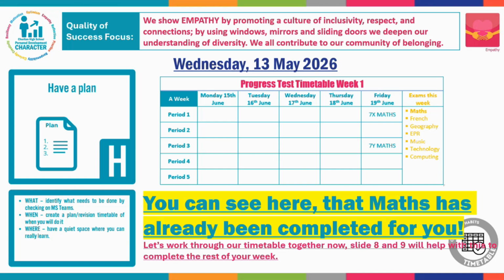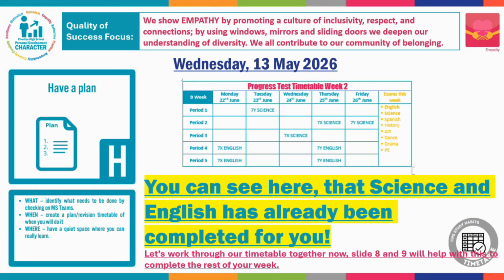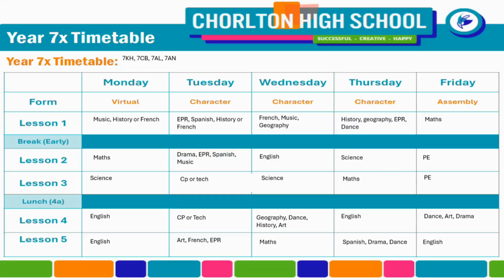You can see again, that's the same for English. So just again, if you are in 7Y, circle the 7Y English. If you are in 7X, circle the 7X English. Sorry, science this is, I apologise. But you can do it for English as well. Same for science. So if you are in 7Y, circle the 7Y science. If you are in 7X, circle the 7X science. So now you know exactly when your English, maths and science progress test will take place.